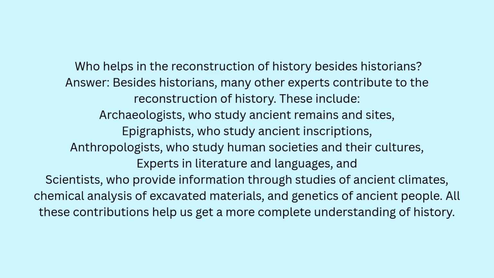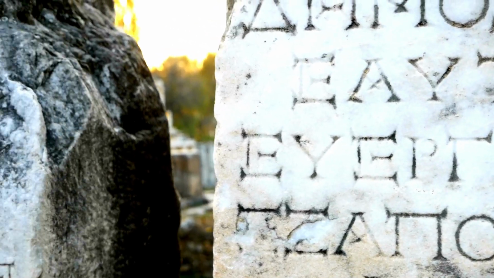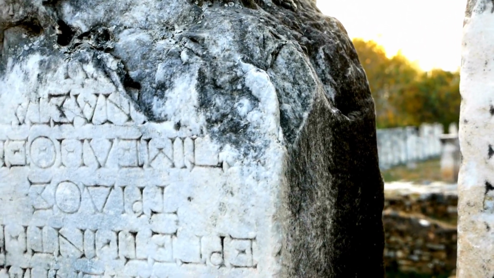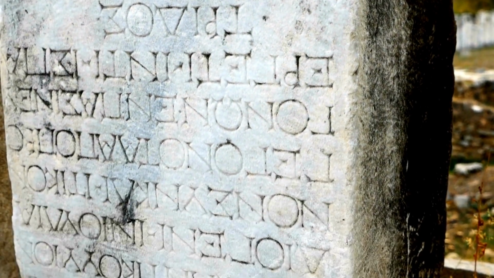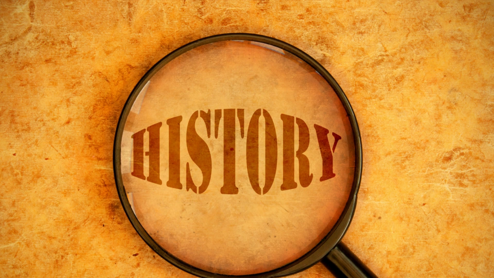So, besides historians, many other experts contribute to the reconstruction of history. These include archaeologists. They study ancient remains and sites. Then there are epigraphists who study ancient inscriptions. Then there are anthropologists who study human societies and their cultures, and experts in literature, language, and scientists who provide information through studies of ancient climates, chemical analysis of excavated materials, and genetics of ancient people. So all these contributions help us to get a clearer understanding of our history.